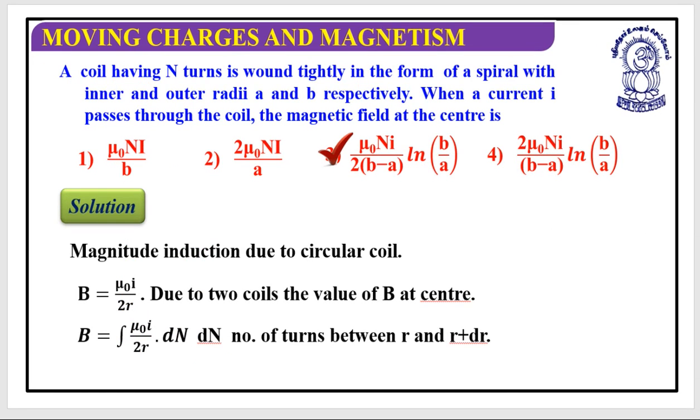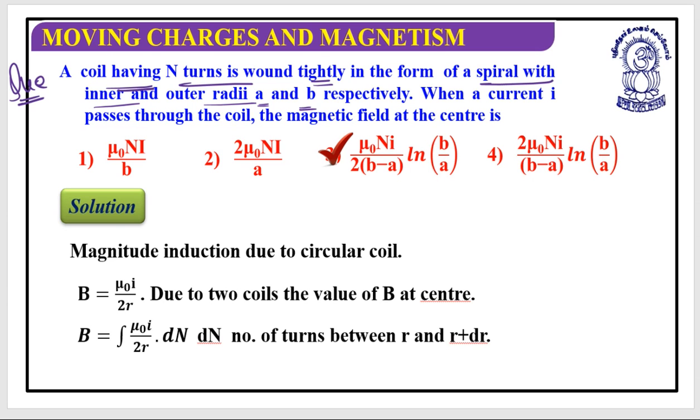Let's look at the next question. Yes, this is the formula which we are deriving, and you need to remember this. But before this, let's have a look. What does it say? It says a coil having n turns is wound tightly in the form of a spiral with inner and outer radius A and B respectively. Inner radius is A and outer radius is B. When a current I passes through the coil, the magnetic field at the center is what I require.